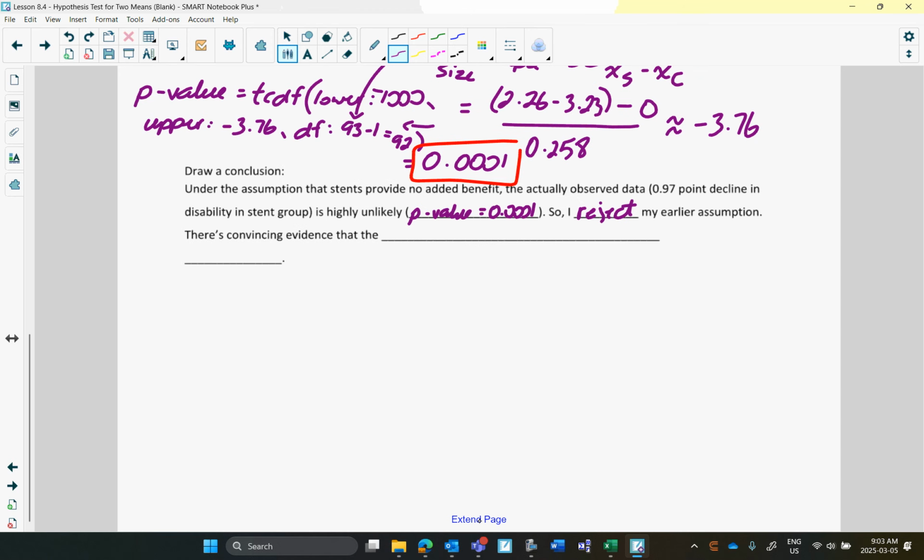There is convincing evidence that the stents lower the disability score.